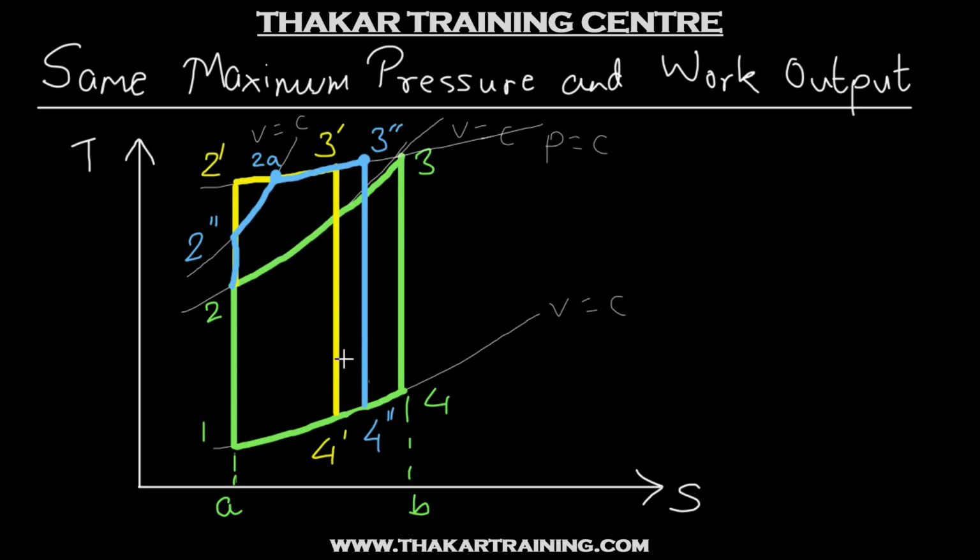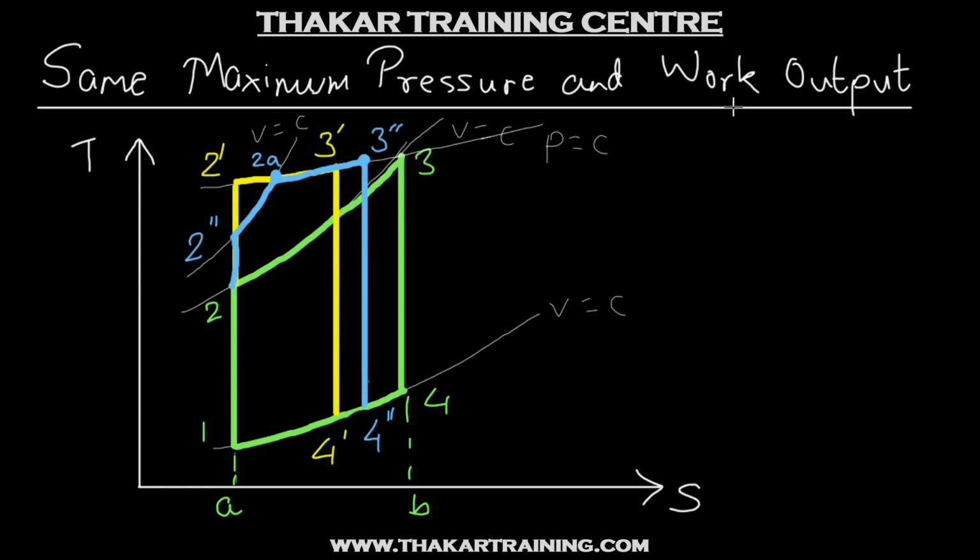Alright. And for the Otto cycle, now how much is excess? This area is excess for the dual cycle as compared to the Otto cycle. So this area will be the same as this area. Alright. It may again not appear to be the same because it is not drawn to scale. But I hope you are following.